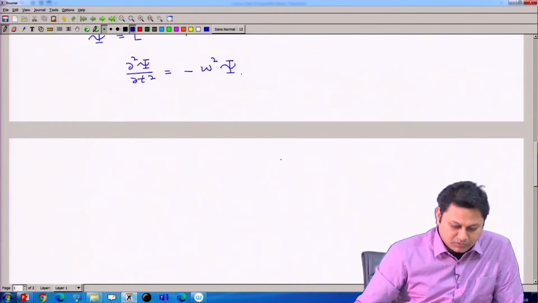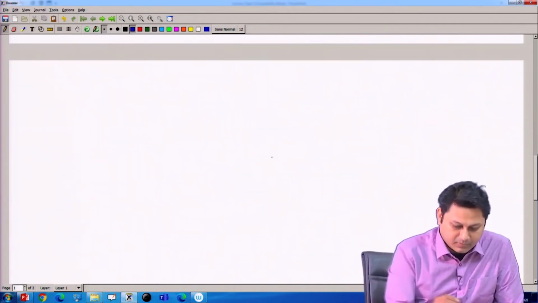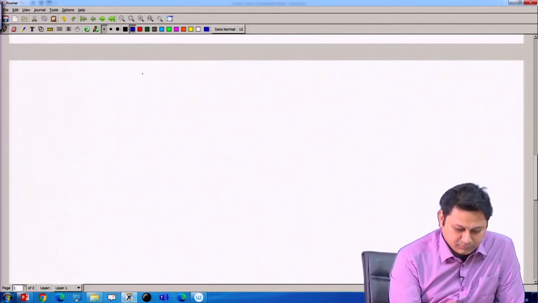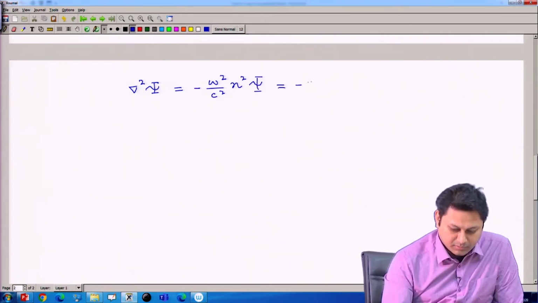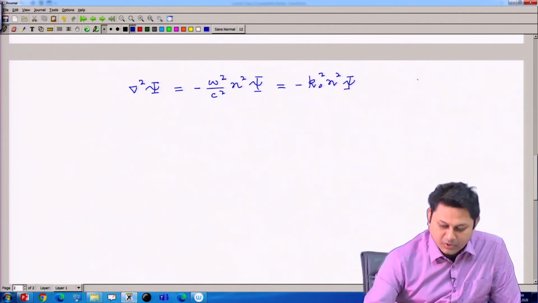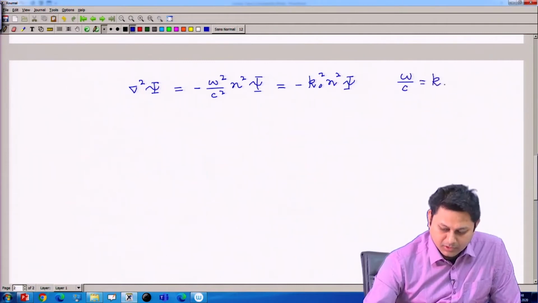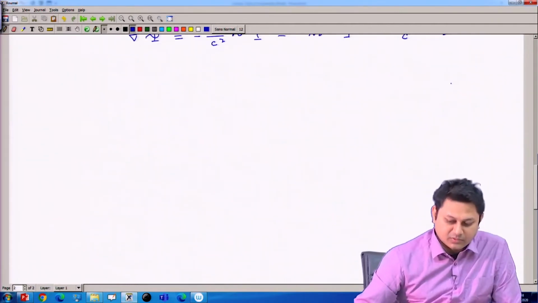Now, also I can write del square psi is equal to minus omega square by c square n square big psi, which is minus k 0 square n square big psi, because omega by c is nothing but the propagation constant of free space, which is k 0. So, that we find.